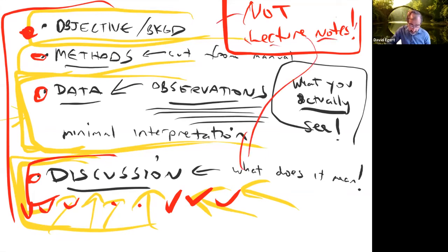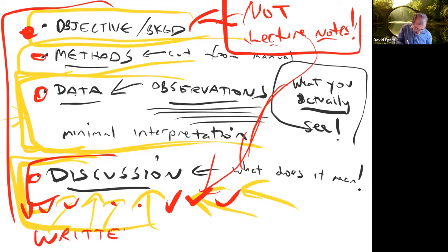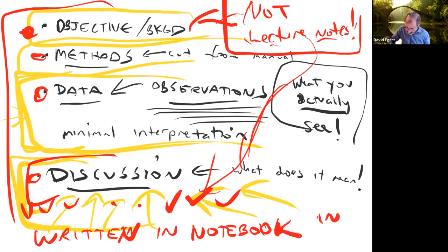I'm going to be talking about how to formulate your objective and your hypotheses next class for the jumping lab. We'll be talking about take-home messages for your discussion at the end of today's lab. So, any questions about the expectation here? And again, this is all written in your notebook, in pen.